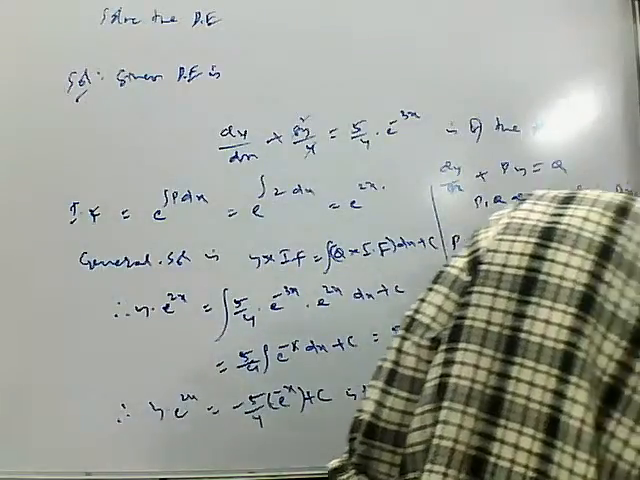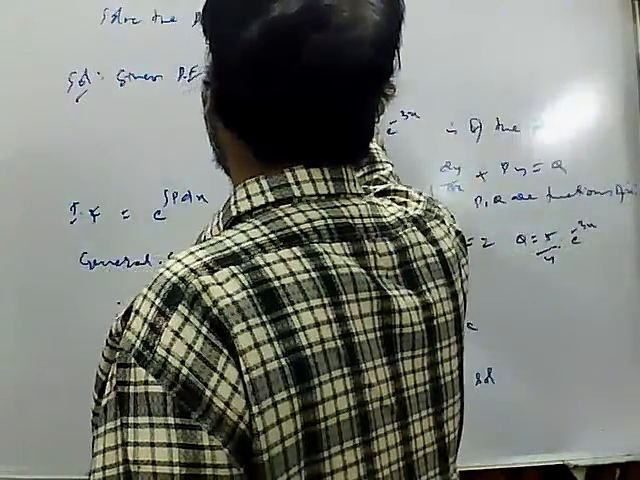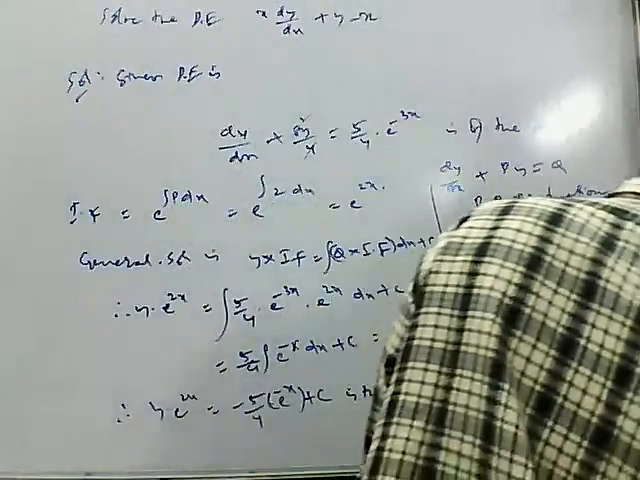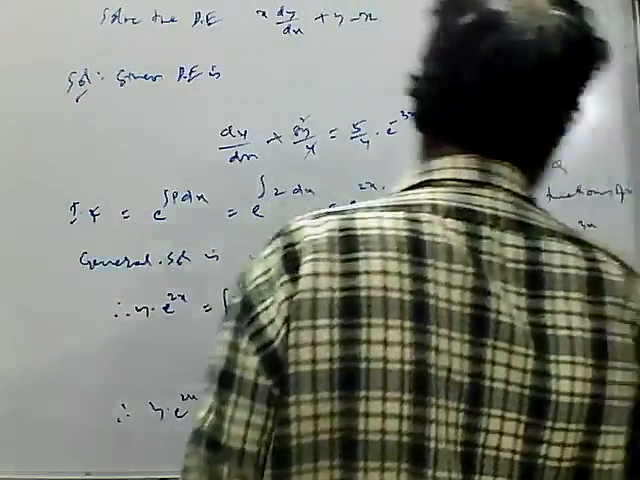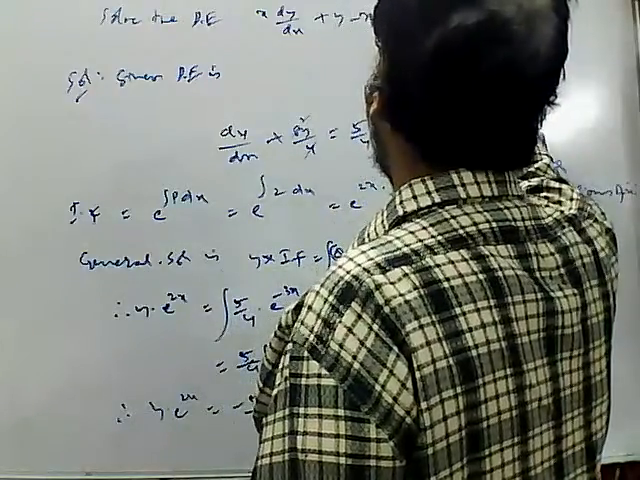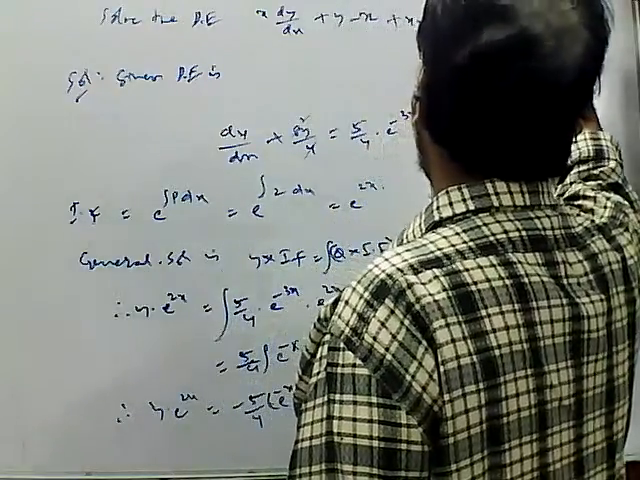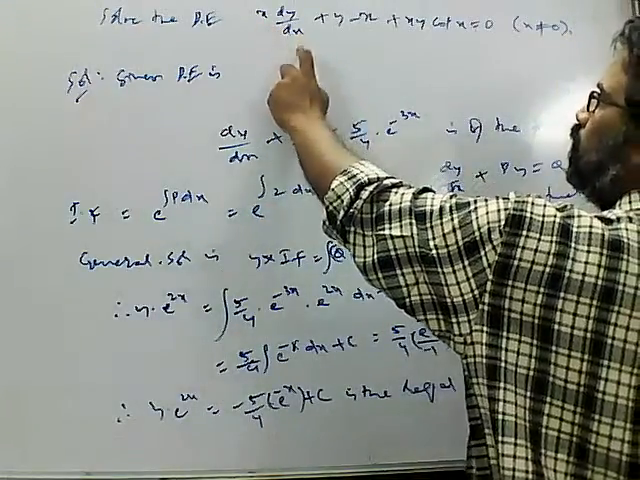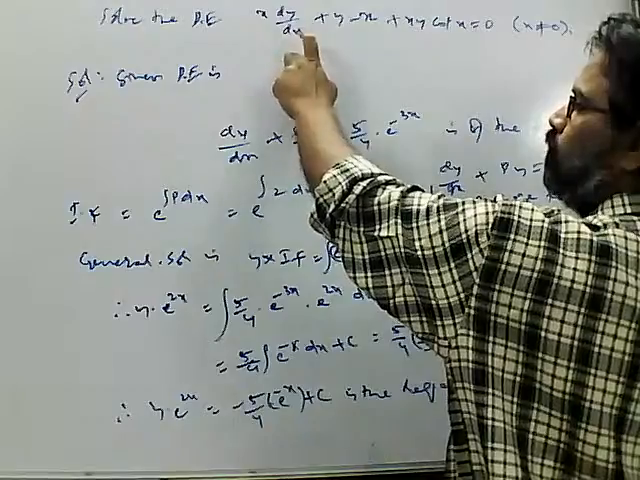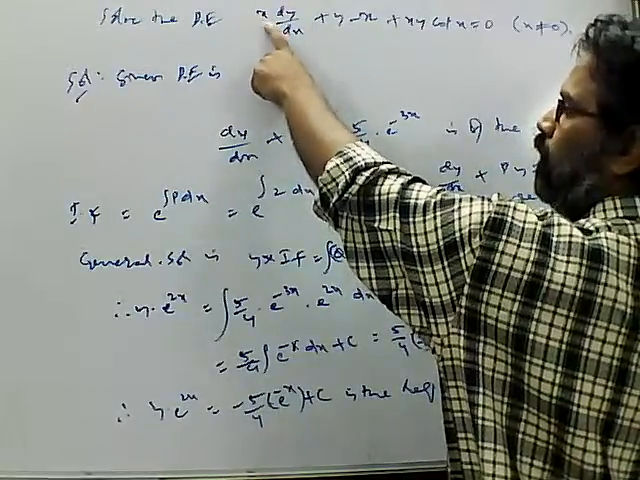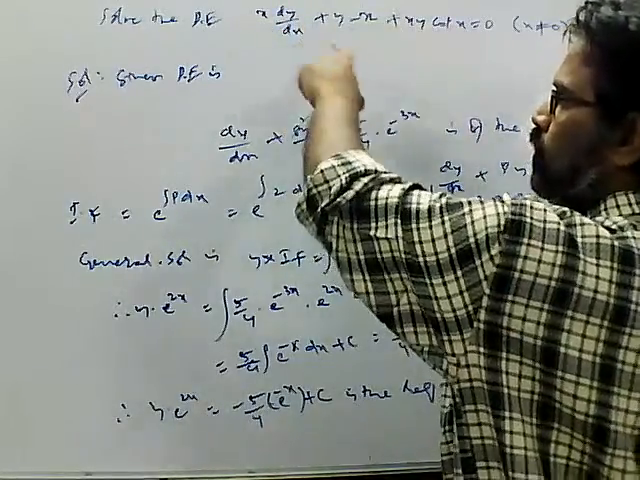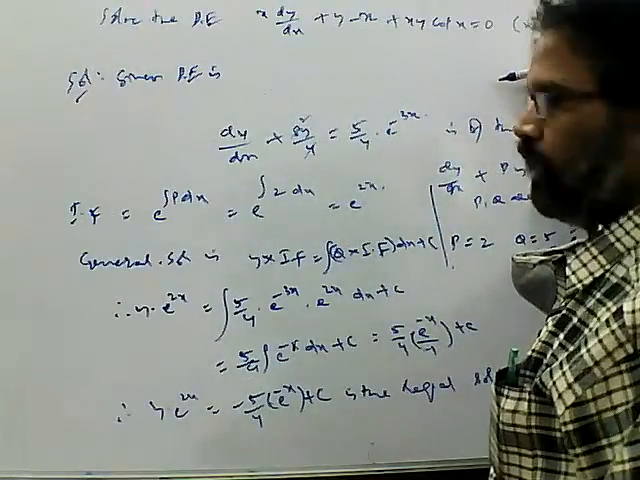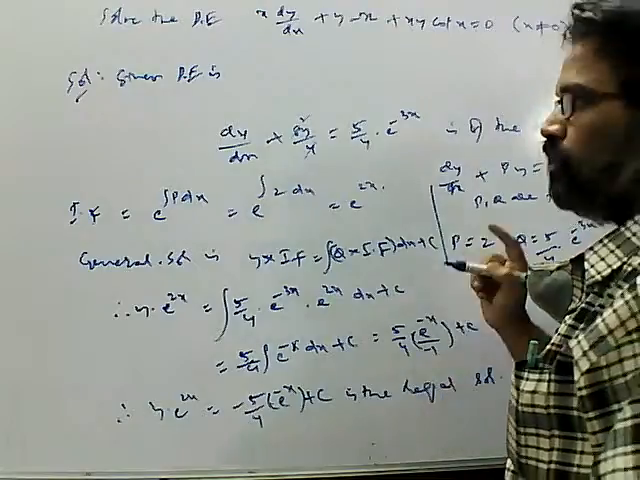Next: x dy/dx + y - x + xy cot x = 0, with x not equal to 0. Because to make this differential equation linear, you should not have any term multiplied with dy/dx. So you have to divide by x. That's why x not equal to 0 is given. This hint is given directly that you have to divide with x, and it is a linear equation form.